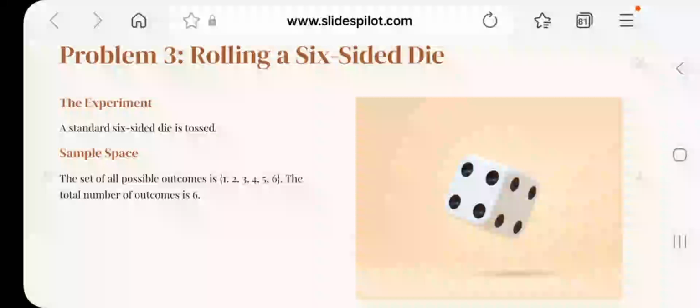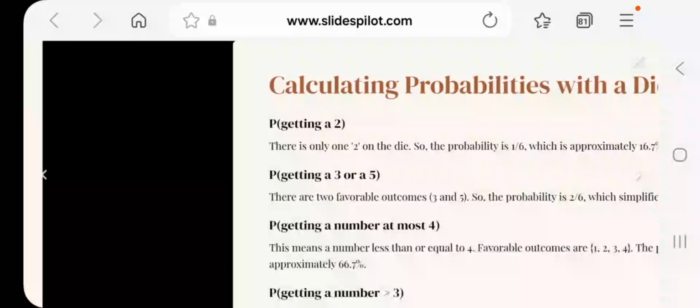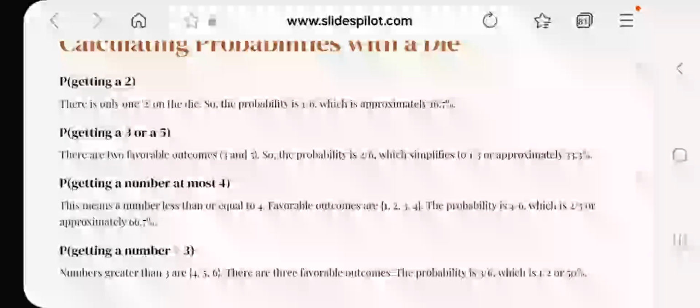So we have one favorable outcome out of 6, and 1 over 6 as a decimal is basically 0.16 repeating. If we multiply that by 100, but first let's round that to 0.167. So this is approximately 16.7%. So that's the probability of getting a 2 tossing a 6-sided die. Now what about part B? What is the probability of getting a 3 or a 5?